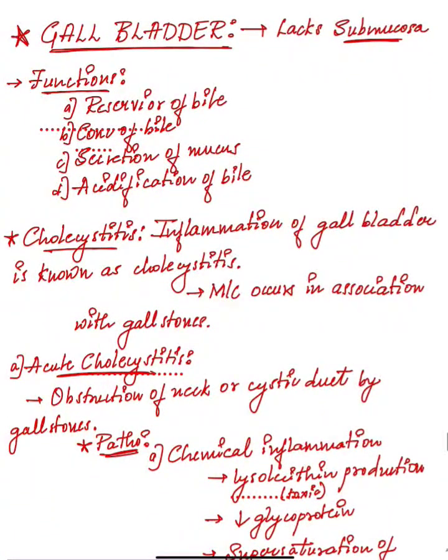Now coming to the next organ, that is the gallbladder. The main important feature of the gallbladder is that it lacks submucosa. It is the only organ in our entire GIT which lacks submucosa. The normal functions are: it is a reservoir of the bile, concentration of the bile, secretion of the mucus, and acidification of the bile. These are the main functions of our gallbladder.